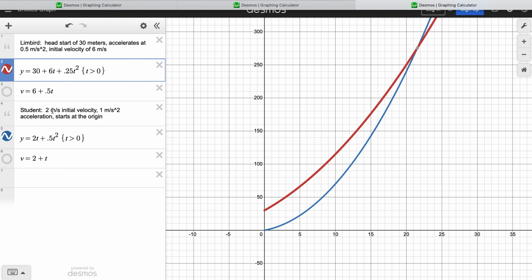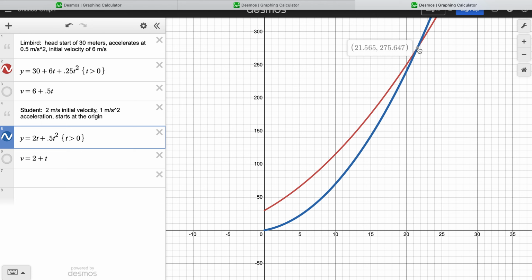A student has a 2 meters per second initial velocity, accelerates at 1 meter per second squared, and starts at the origin. So this would be the student's position equation, right? No initial start, 2 is the velocity, and a 1 meter per second acceleration would have a half there. Okay, so the question might be, when does the student eventually catch me? Again, look at the student, it's behind, but he or she's going to accelerate, and boom.